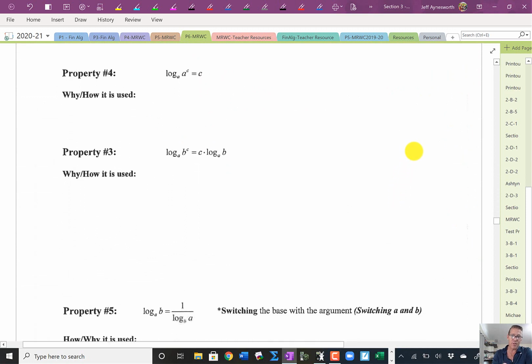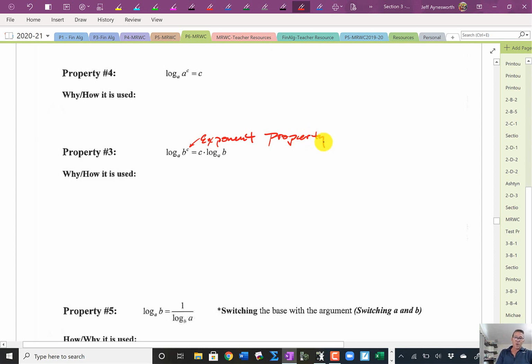Now, I accidentally wrote these out of order, so I need to go over property 3 first. This is the exponent property, and it shows you how to deal with exponents of the argument. I just call this the exponent property, because when you're evaluating log base a of b to the c power, c is the exponent, obviously. It just kind of makes sense to me.